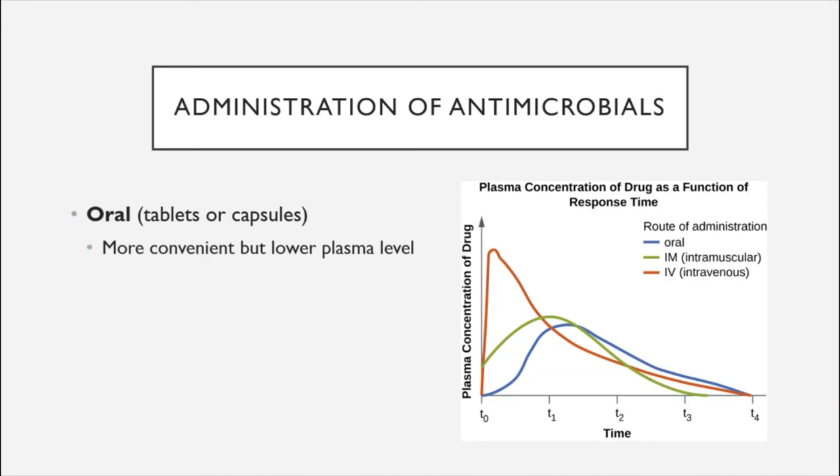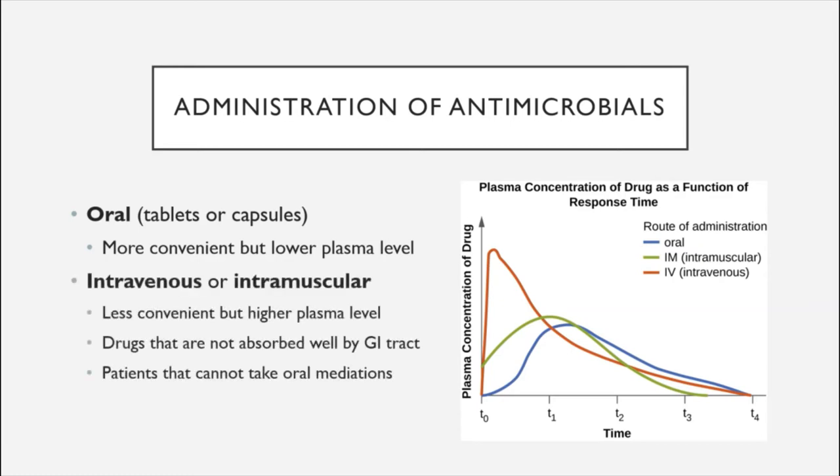There are a few common ways of administering antimicrobial drugs. Perhaps the most common way is oral administration through tablets or capsules. Oral administration is more convenient because people can do it at home on their own time, but the results of oral administration are a lower level of plasma concentration of the drug, which of course can translate to lower levels of the drug reaching the site of the infection in the body.